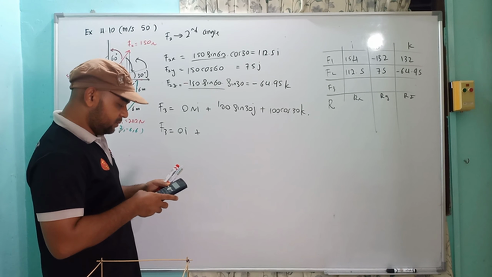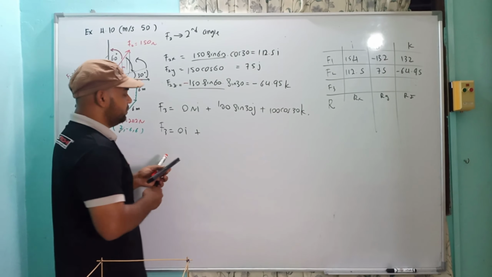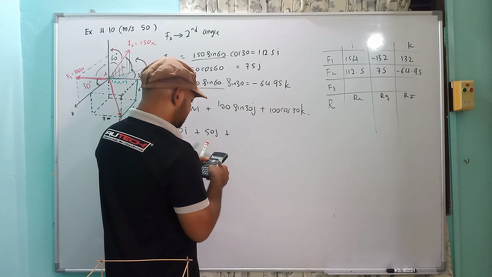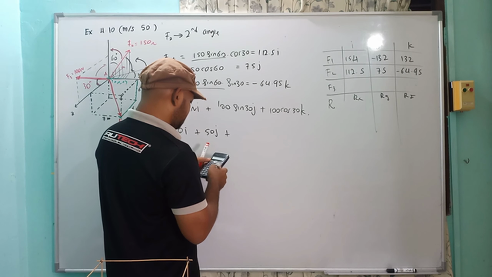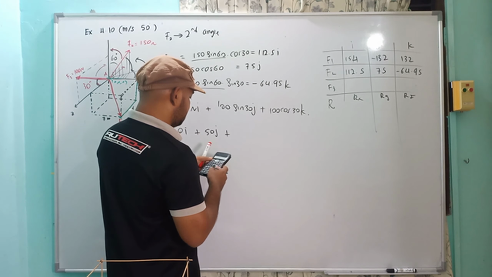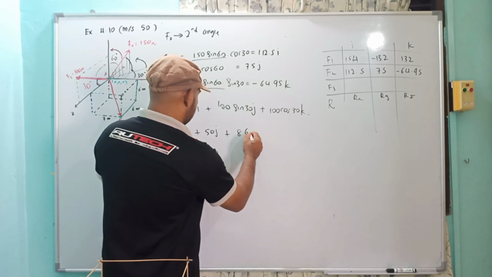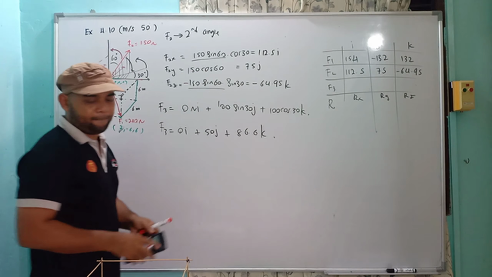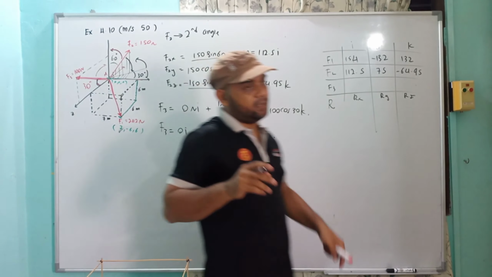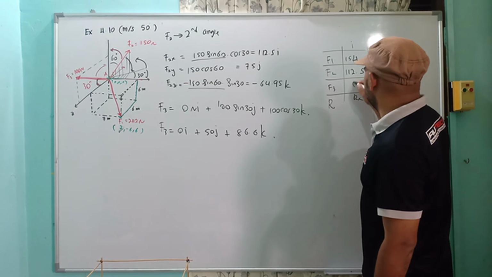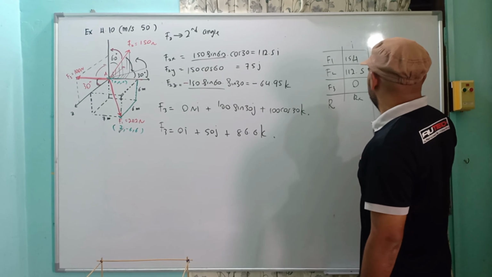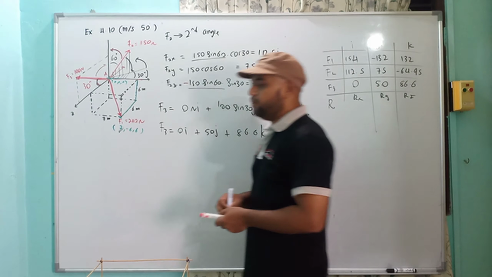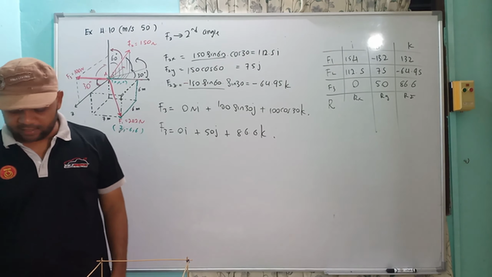So F3 equal to 0 I plus 100 sine 30, which is 50 J, plus 100 cos 30, so we have 86.6 Newton K. Okay, so I will put it here: 0, 50 and 86.6. Okay, so now we have resolved everything into IJK.